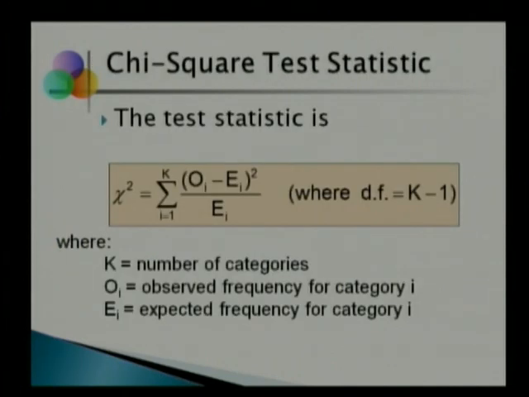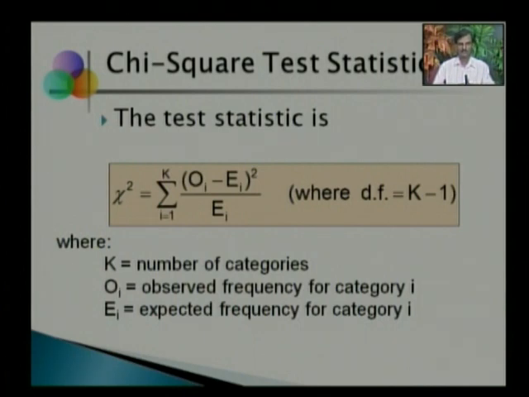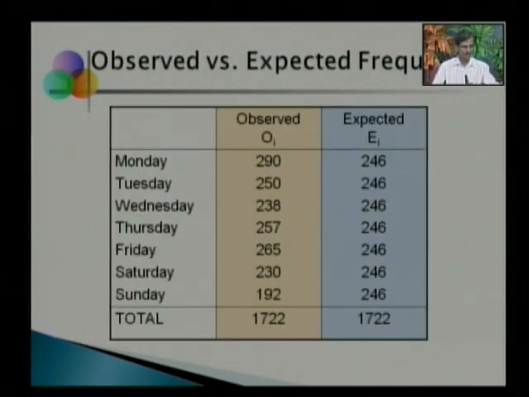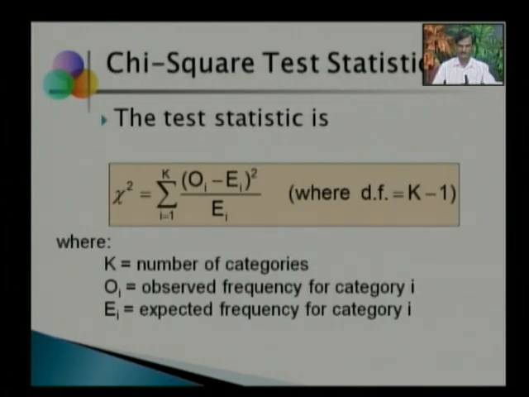For testing the hypothesis, the chi-square test statistic is chi-square equal to the summation from i equals 1 to k of (Oi minus Ei) whole squared upon Ei. Here k is the number of categories, Oi is the observed frequency for the ith category, Ei is the expected frequency for the ith category, and for this chi-square test statistic the degrees of freedom is k minus 1. By using the observed and expected data, Oi and Ei, one can calculate this test statistic.